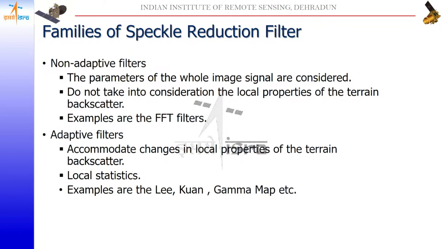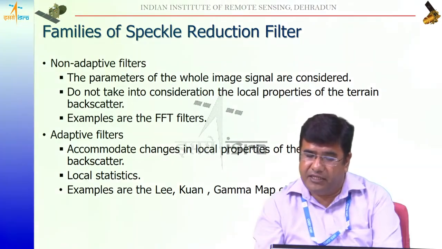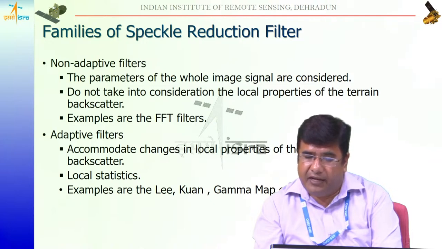Now, what are the adaptive filters? They take a small window. For a particular image, we choose one small kernel, like a 3x3 or 5x5 kernel, and for that kernel we find some local statistics. Local statistics means mean and sigma. For a particular target, we take a small region of 3x3 or 5x5, calculate the mu and sigma for it, and that is used to remove the noise.